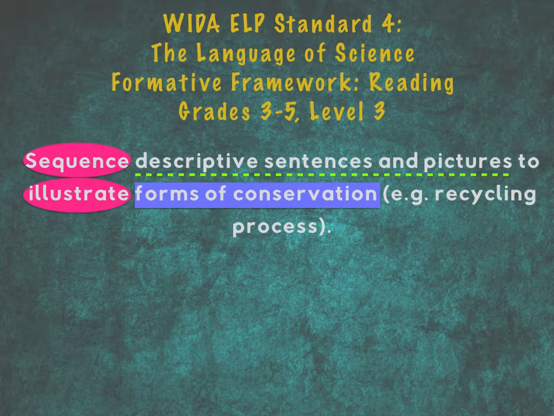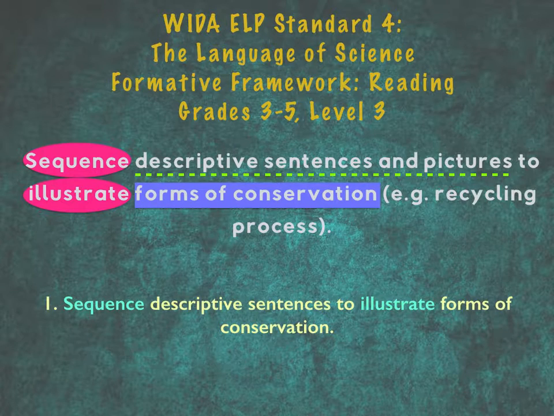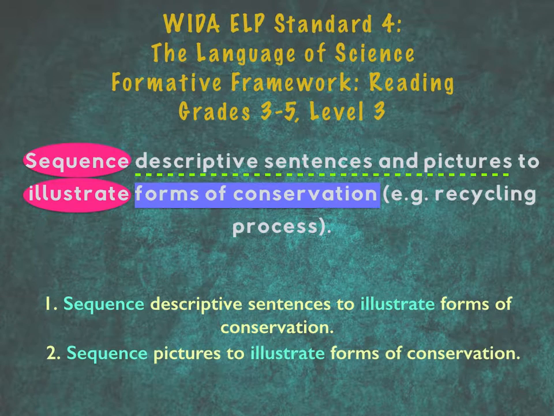And here, we could call it a context, or we could call it the material that's going to be sequenced in order to illustrate. And students are going to sequence descriptive sentences and pictures. So actually there are two parts to this standard, two things that students will need to be able to do. The first one is they will be able to sequence descriptive sentences to illustrate forms of conservation, and they will also be able to sequence pictures to illustrate forms of conservation.